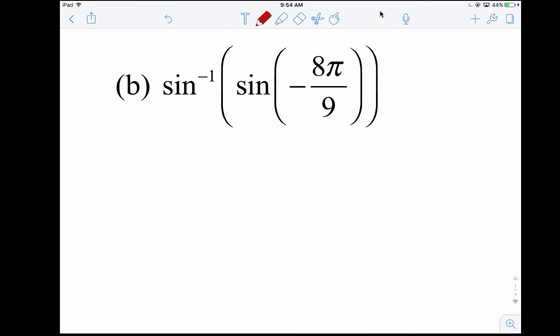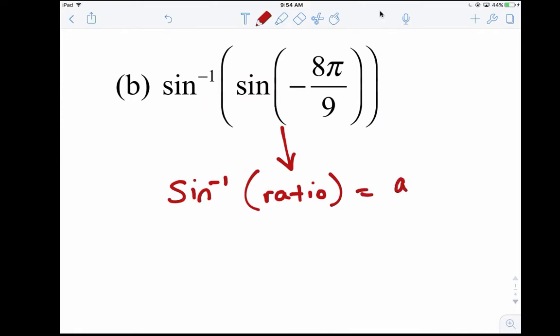Alright, moving on to the next one, you have inverse sine of negative 8 pi over 9. Okay, now negative 8 pi over 9 is not on the unit circle, but essentially what you're doing is this is going to turn into a ratio. Okay, so you're going to have inverse sine of a ratio, and then your final answer is going to be some angle.